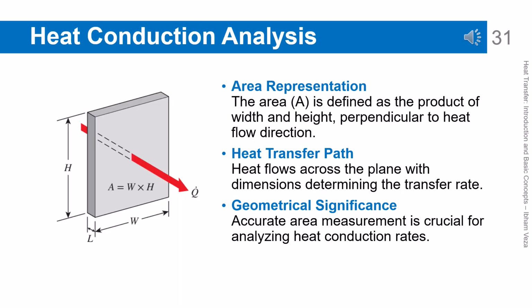Heat conduction analysis. In conduction analysis, the cross-sectional area is defined as the product of width and height perpendicular to the direction of heat flow. This area directly affects the magnitude of the heat transfer rate. The larger the area, the greater the amount of heat that can flow under the same conditions. Therefore, system geometry is always an important part of the analysis. Accuracy in defining the area strongly determines the accuracy of the final result.